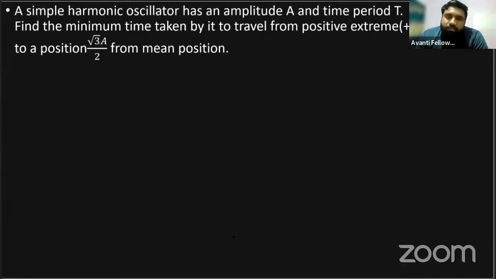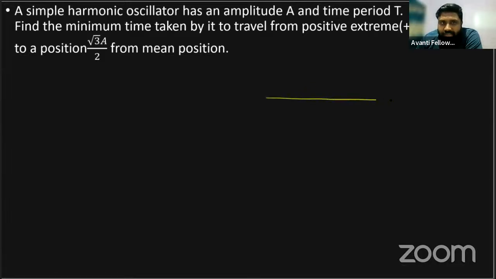A simple harmonic oscillator has an amplitude capital A, which means the maximum displacement from mean position, and time period capital T. Now find the minimum time taken by it to travel from positive extreme plus A to a position root 3A by 2 from mean position. Now let me brief you with the situation.